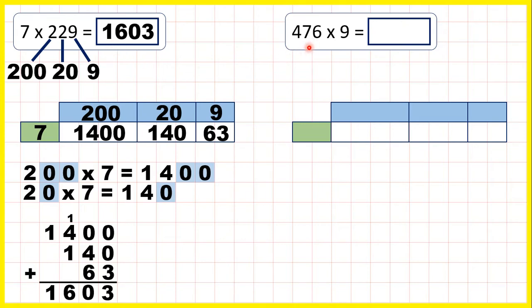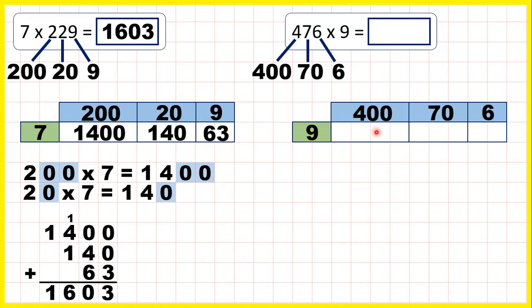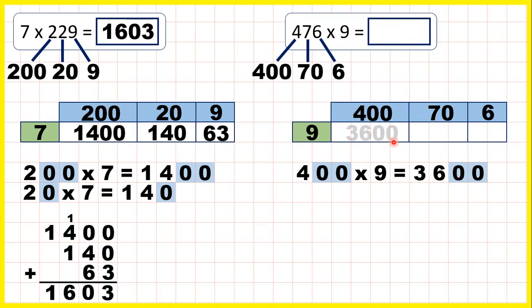And it's the same here. We can partition our 3-digit number into 400, 70 and 6. We write our single digit on the left, then our partitioned number on top. Here we have 400 times 9, so that's 3,600, because 4 times 9 is 36, but if we have 2 end zeros in the question, we need 2 end zeros in the answer, so that's 3,600.